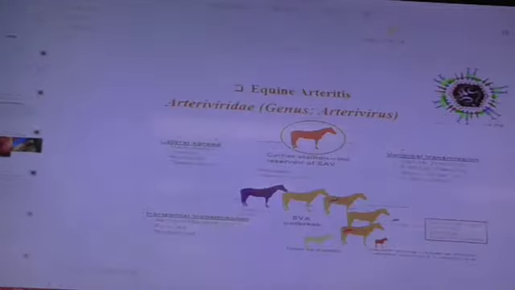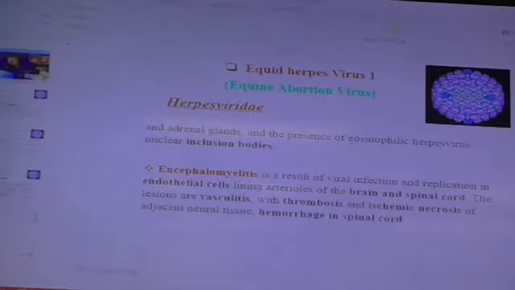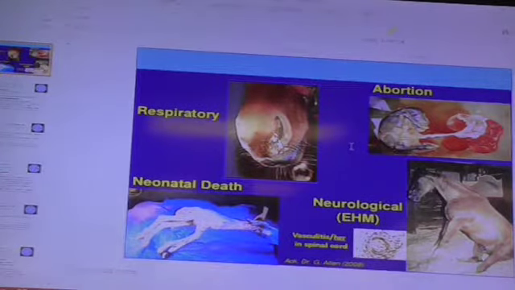Okay, let's finish some of the equine diseases. I think we reached here.